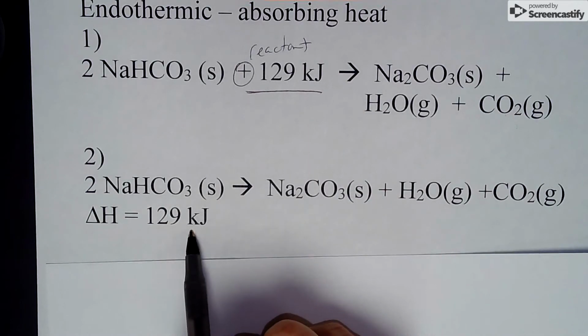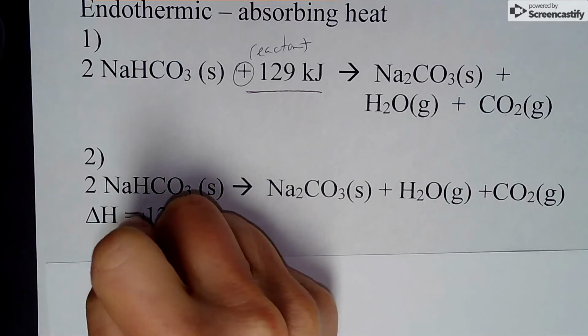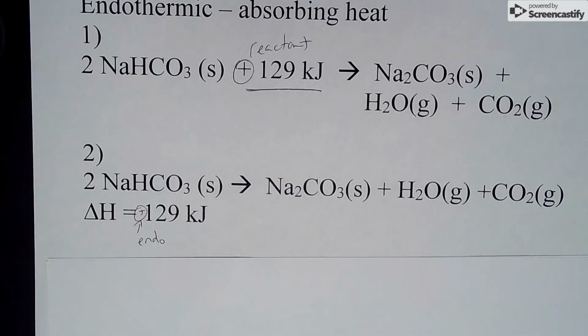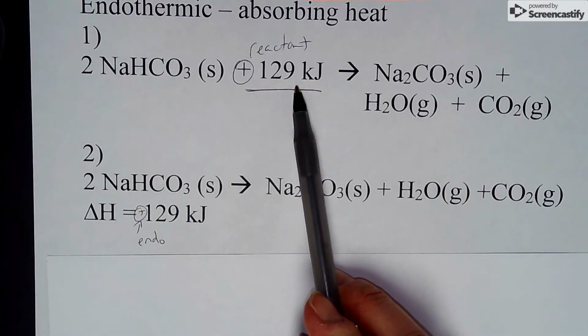In the second way of writing an endothermic process, delta H is going to be listed as 129. Now, of course, we don't write positives for our numbers, but we can say, since there is no negative there, that it is a positive 129. If it's a positive 129, that is an endothermic process. And so for an endothermic process, delta H is always going to be positive. So it's exactly the same reaction, I've just taken the heat out of the reactant side.